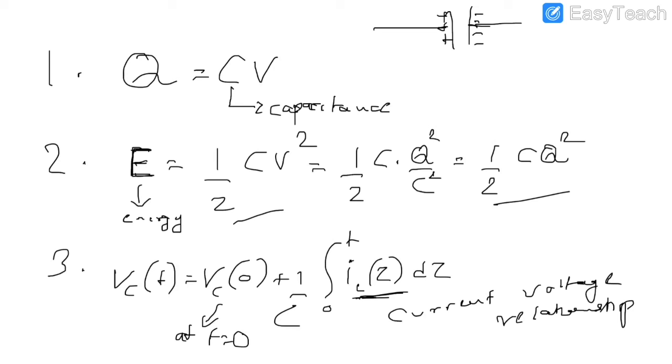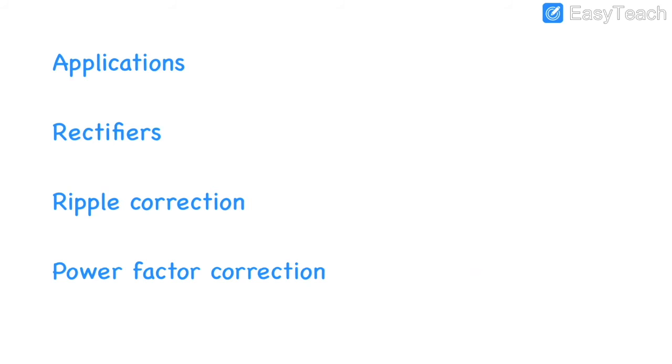And if you look at it closely, this term is nothing but the charge. So the charge Q is nothing but the integral of current over a period of time, right? So those are some basic formulas related to capacitors. Let's go into applications. So applications and rectifiers.